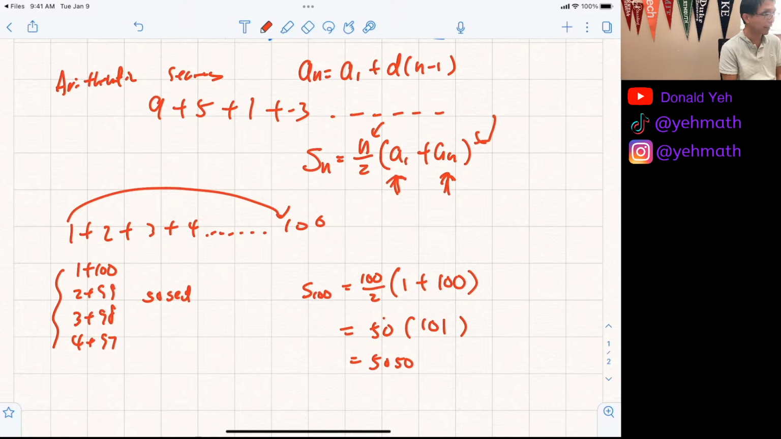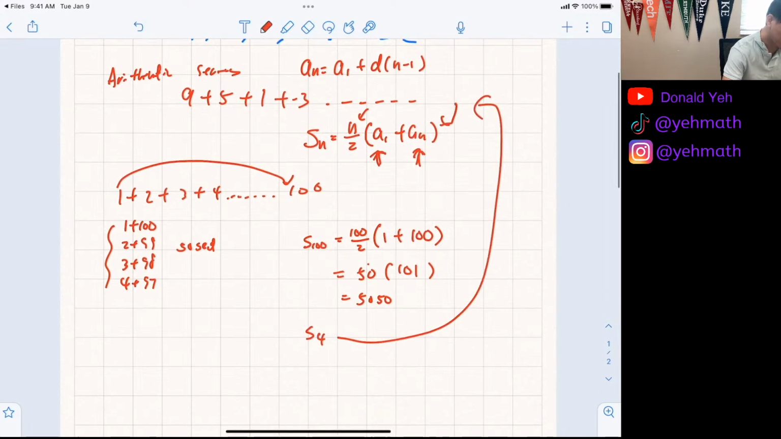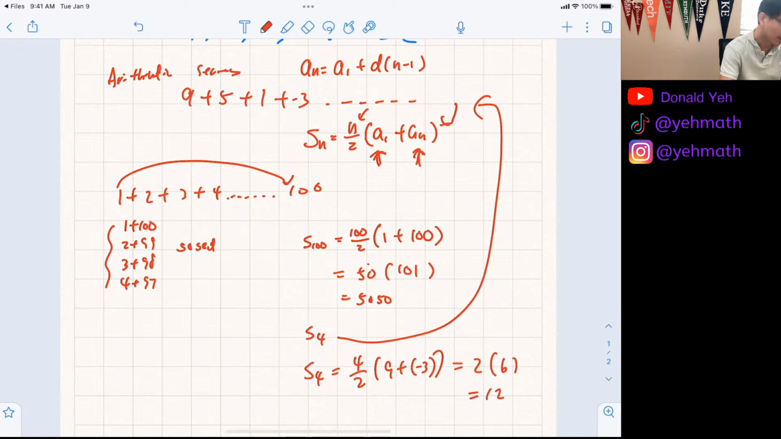Now, this will work with any arithmetic sequence, including this one too. If you don't believe me, just test the first 4 terms. S of 4 is equal to 4 terms divided by 2, times 9 plus -3. Of course, this will work with 100 terms as well, so I'll just work with the first 4 terms. That would be 2 times 6, which equals 12. Let's see if that's 12: 9 plus 5 is 14, 15, 15 minus 3 is 12.